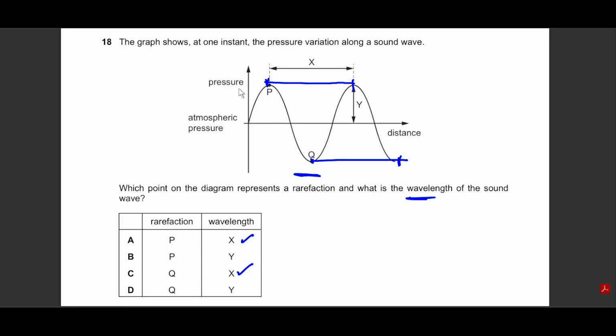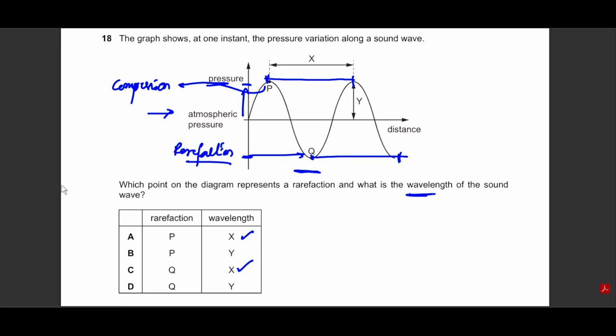Very simple. Now, if you look at pressure, this pressure is high and this pressure is low, but this is atmospheric pressure or mean pressure. P seems to be the compression phase of sound, when the pressure is slightly higher and particles are close together. And Q seems to be the rarefaction phase, when pressure is low. So the best answer to this will be Q and X.